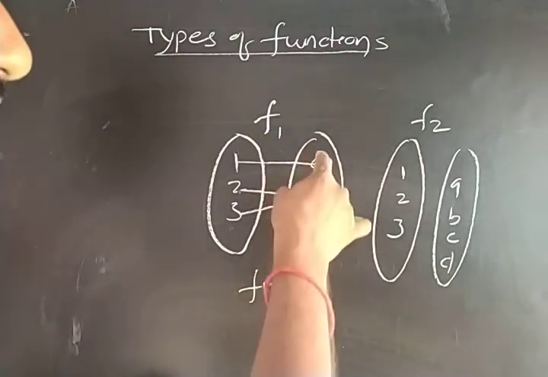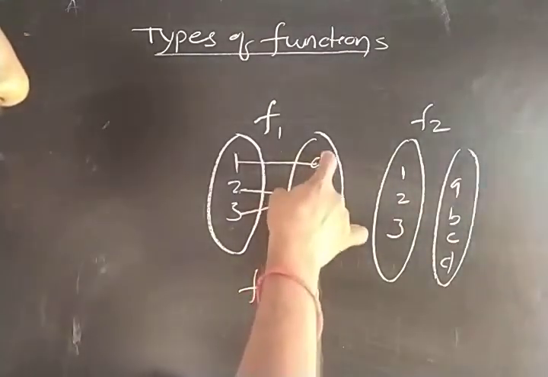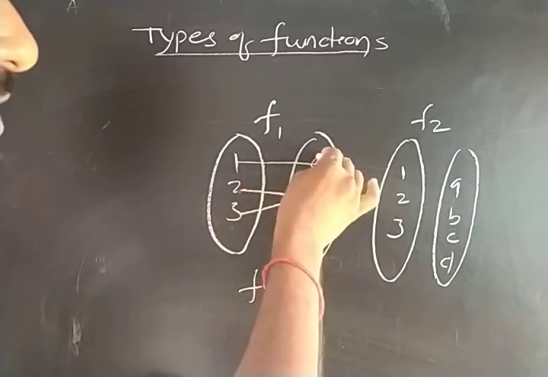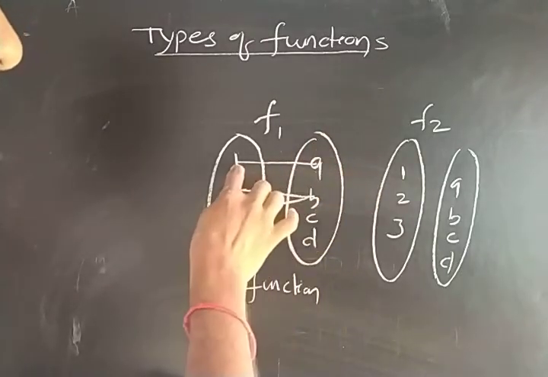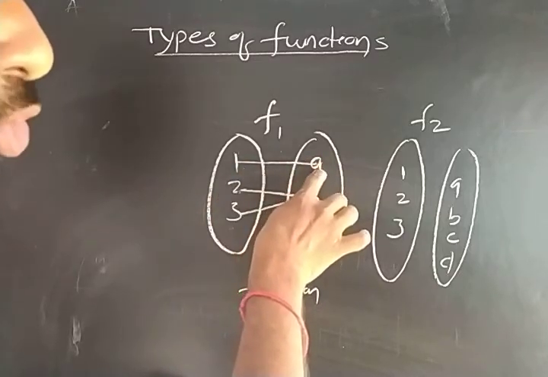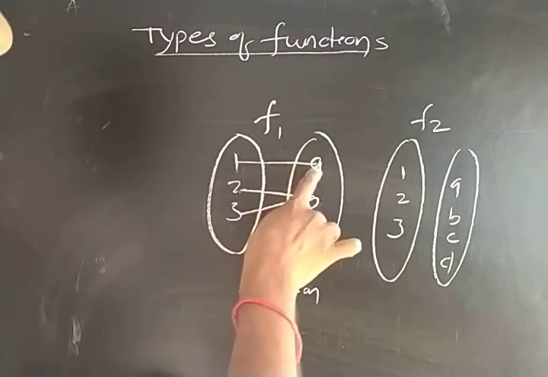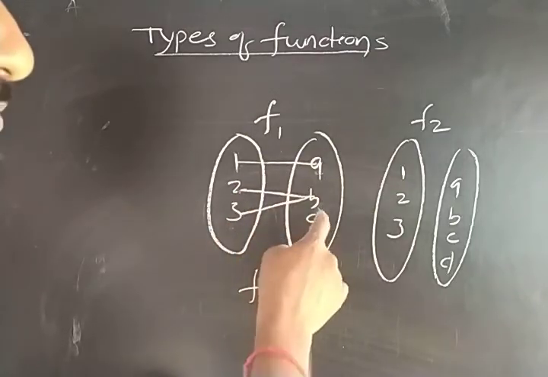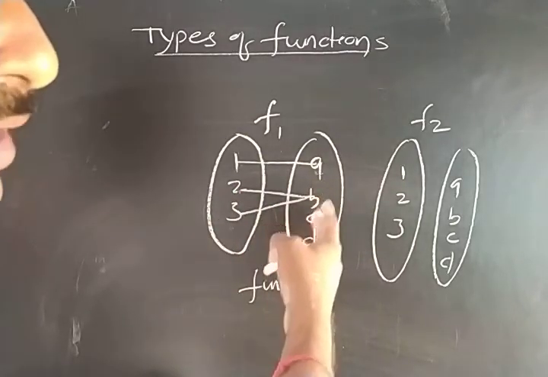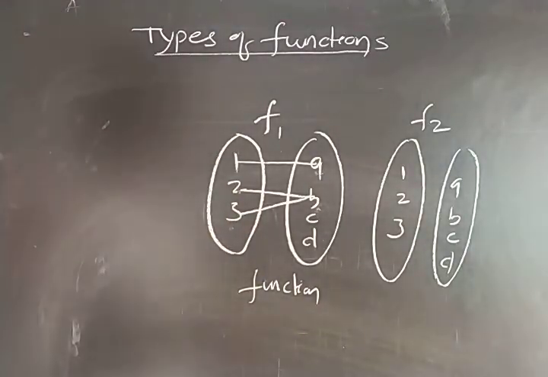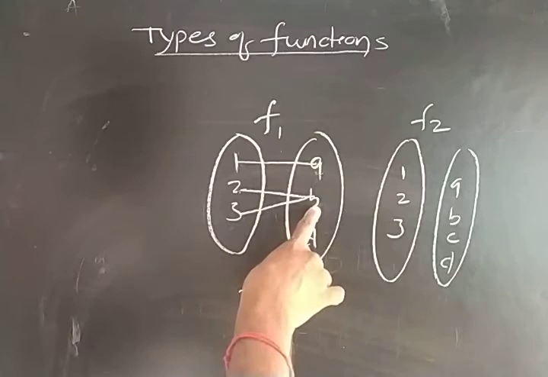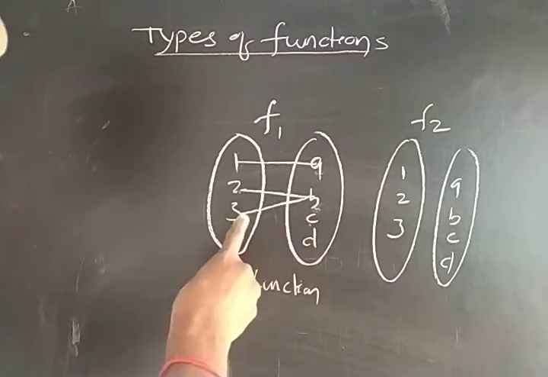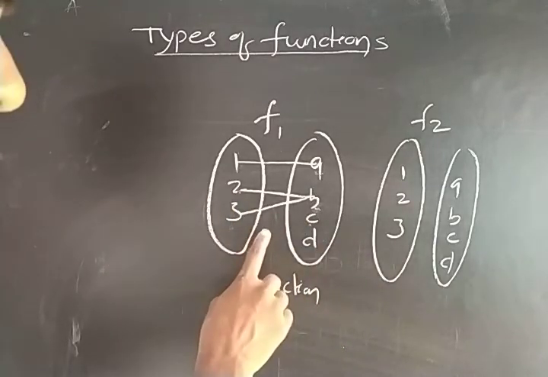What is onto? See the definition. Every element of codomain, keep it in mind, should have a pre-image. Suppose A is an element in codomain, it has a pre-image. Every element of codomain should have at least one pre-image. So A has one pre-image. I am taking B in codomain. B has two pre-images. No problem. One element in codomain may have more than one pre-image. Nothing will happen. But at least one pre-image should relate to the codomain element. C doesn't have a pre-image. If any element does not have a pre-image, it is not onto. So this is not onto, this is only a function, right?